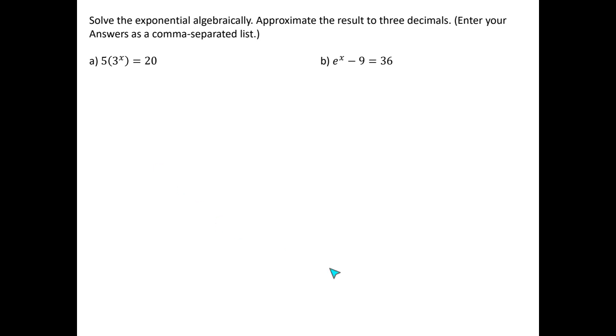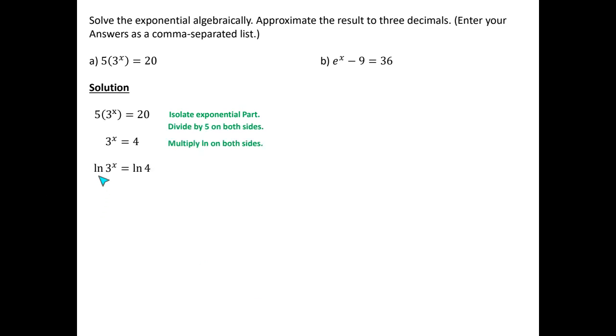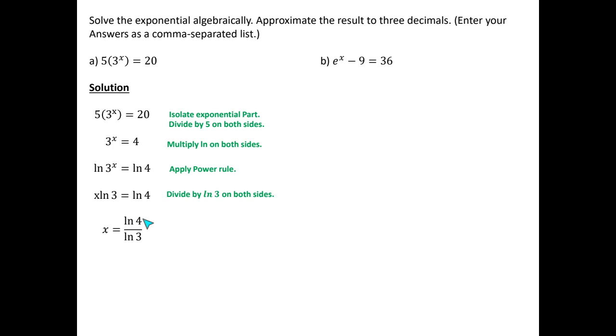So one of the ways is going to be to multiply by natural log on both sides. So I have natural log of 3 to the x is equal to natural log of 4. I can apply the power rule. So the power rule will allow me to take x to the front of the natural log. And so now I'm able to solve for x. So in order to solve for x here, I'm going to divide by natural log of 3. And so I end up with natural log of 4 divided by natural log of 3. So this is an exact answer.